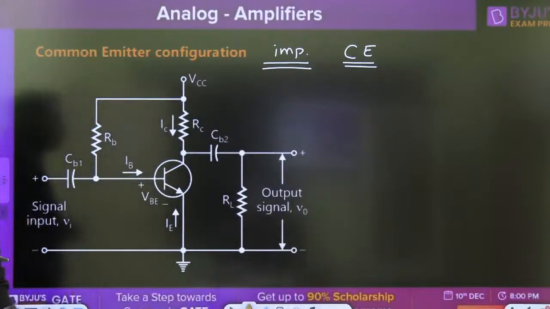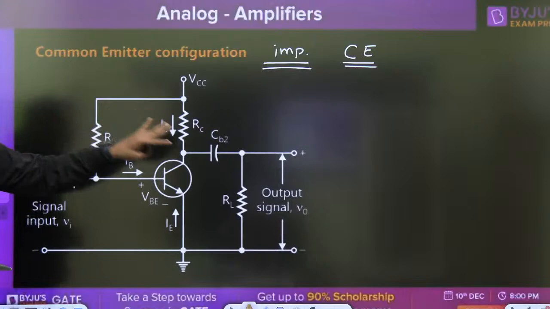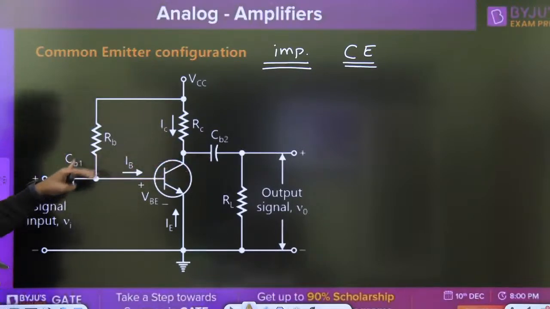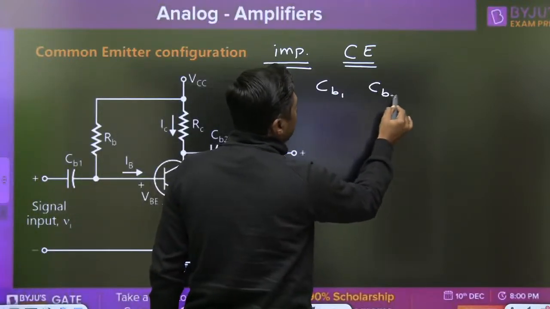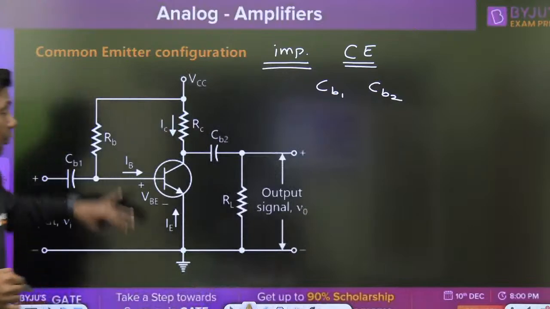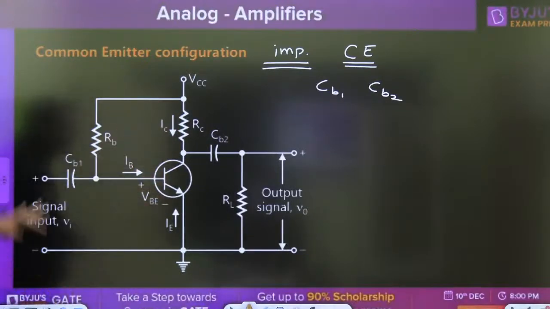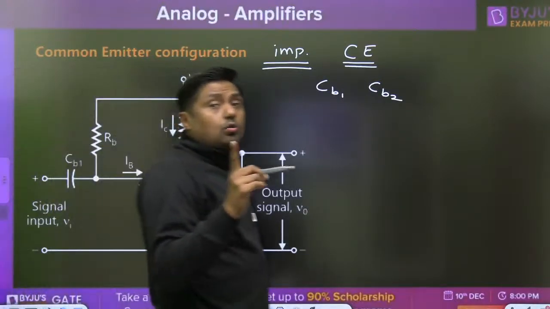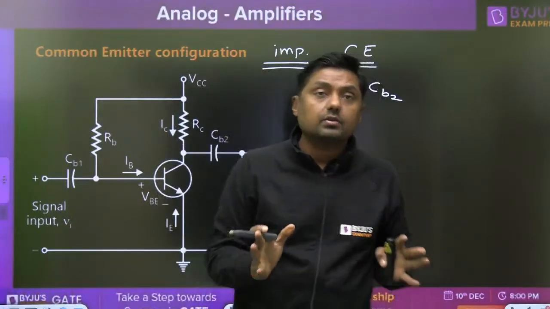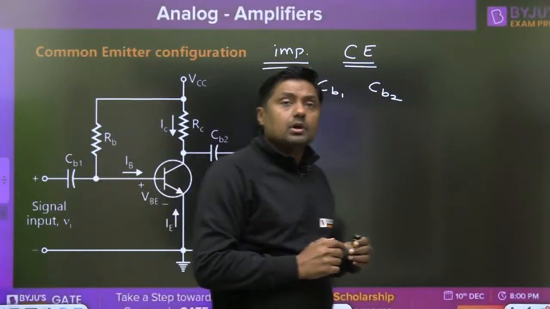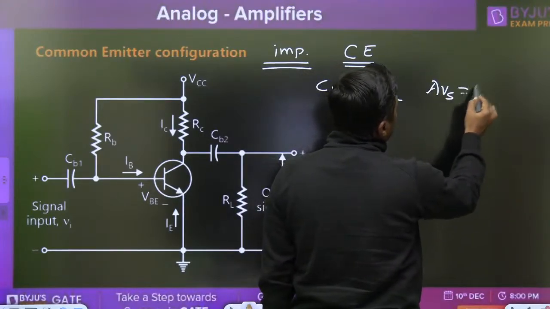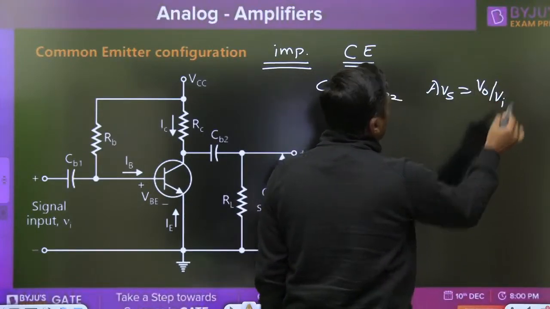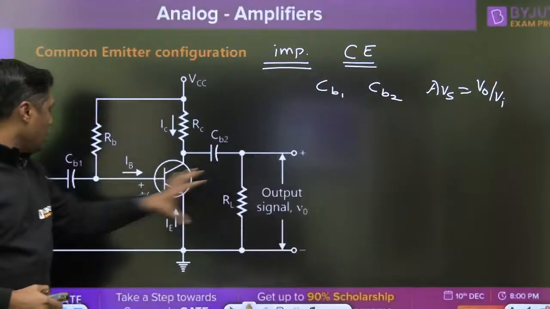Now what will be the question? What about these capacitors CB1 and CB2? That is the first question we will discuss. Second question, what is the voltage gain of this circuit? That is called the mid-band voltage gain, AV or AVS, V0 by Vi.